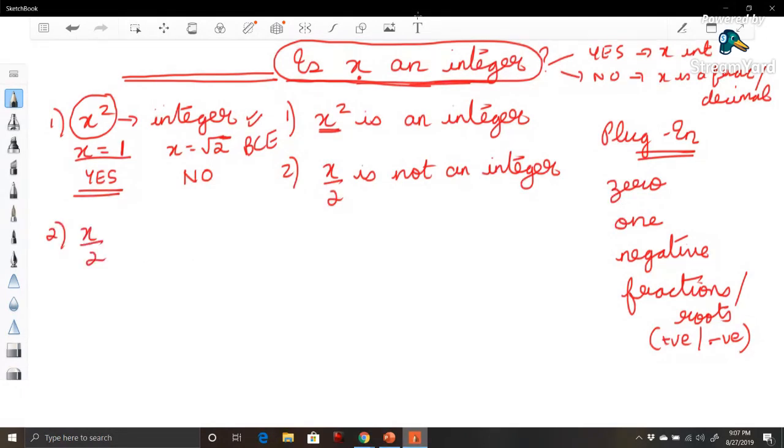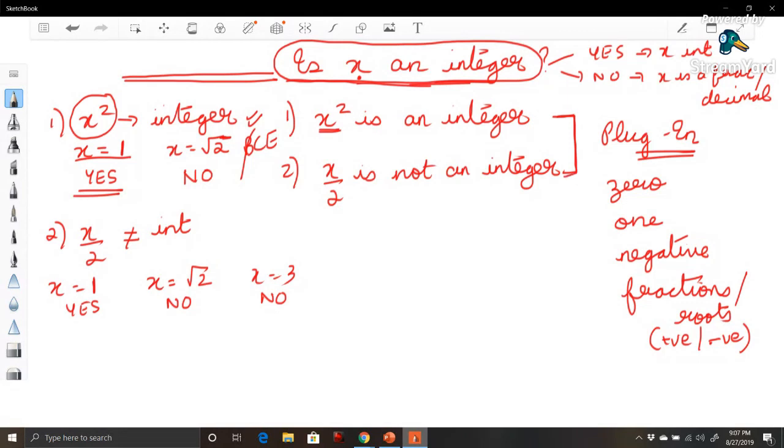Because it tells me x by 2 is not an integer. So if x by 2 is not an integer, x can be 1 because 1 by 2 is not an integer. It gives me a yes to the main question. And I can also put x is equal to root 2 again, because root 2 by 2 is not an integer. So it gives me a no to the main question. Or I can put x is equal to 3 as well if I want. This will also give me a no. So out goes B.